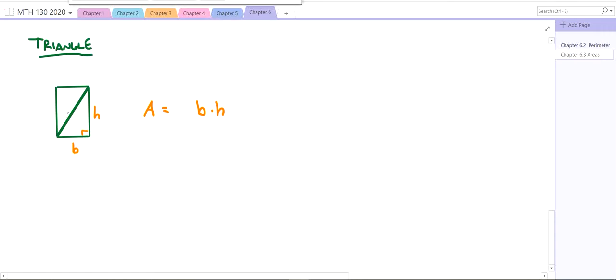But here, the thing is that this portion that I've moved off to the left here doesn't actually exist. So we have to take away a half. So the area really of this triangle is only 1/2 base times height.